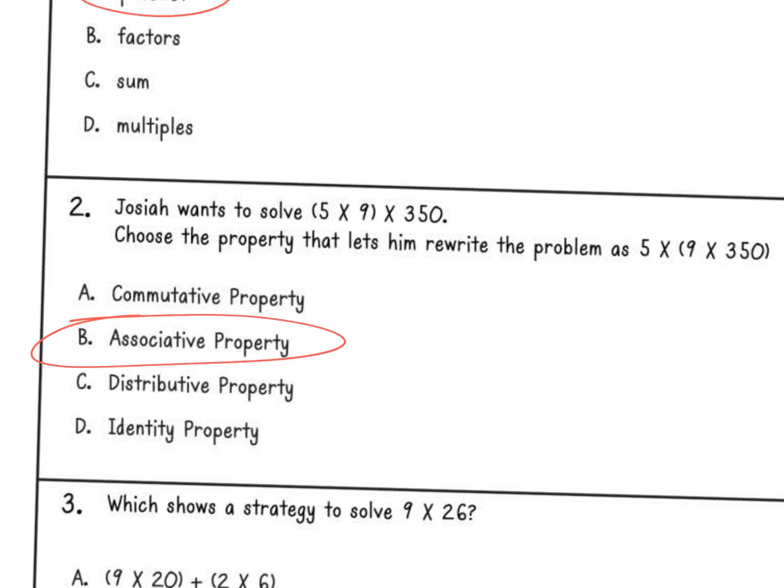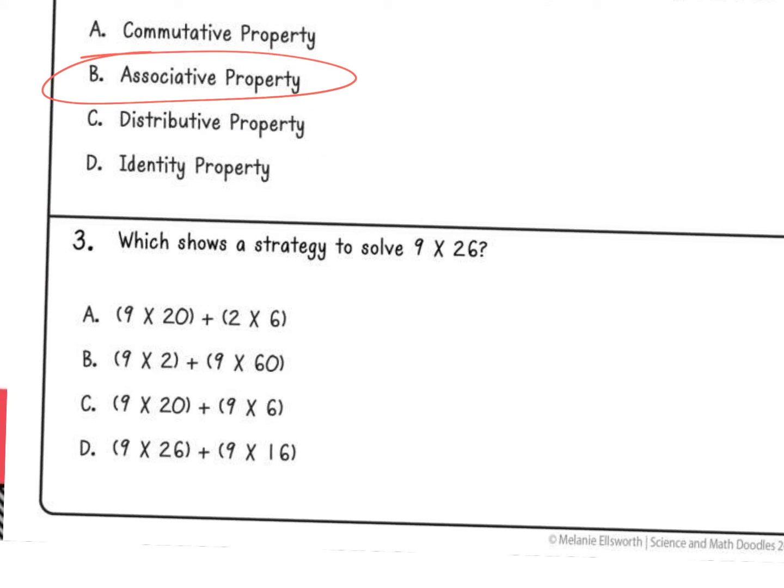All right. Number 3, which shows a strategy to solve 9 times 26? I just want a strategy. How could I solve that? Somebody said C. Why, Braden? Can you explain? You're right, but why? Because it's easy. Why is it easy?